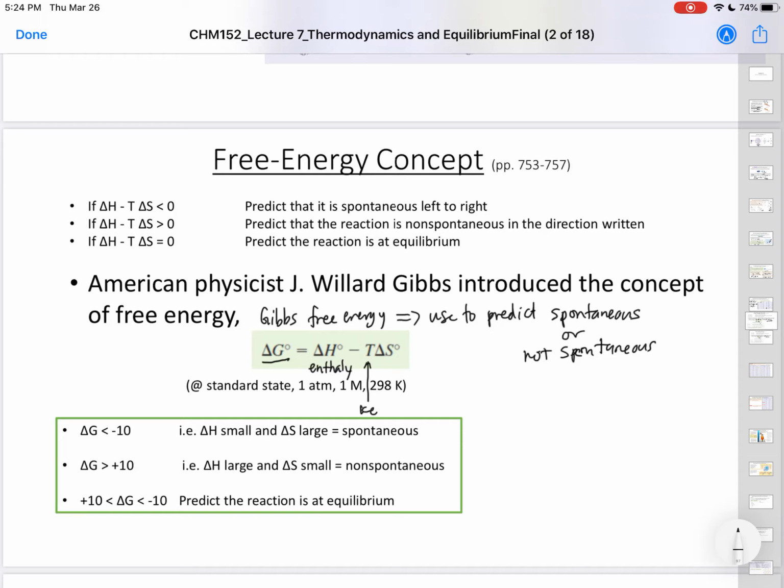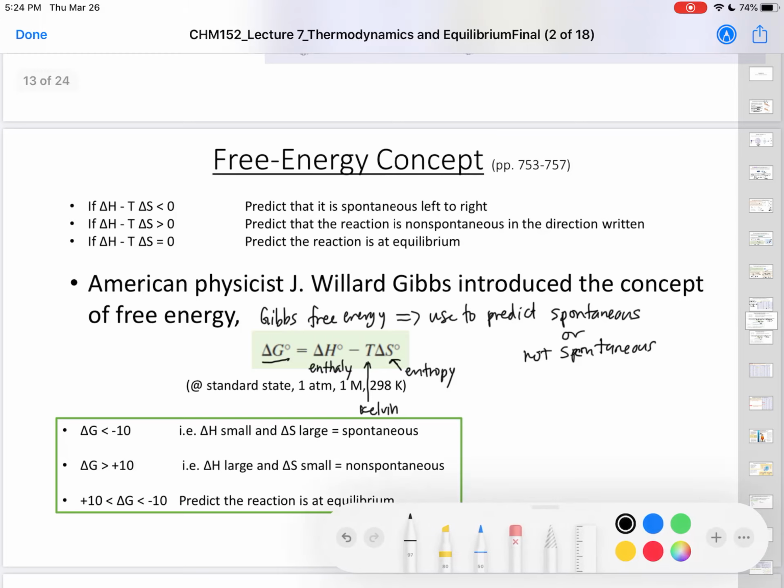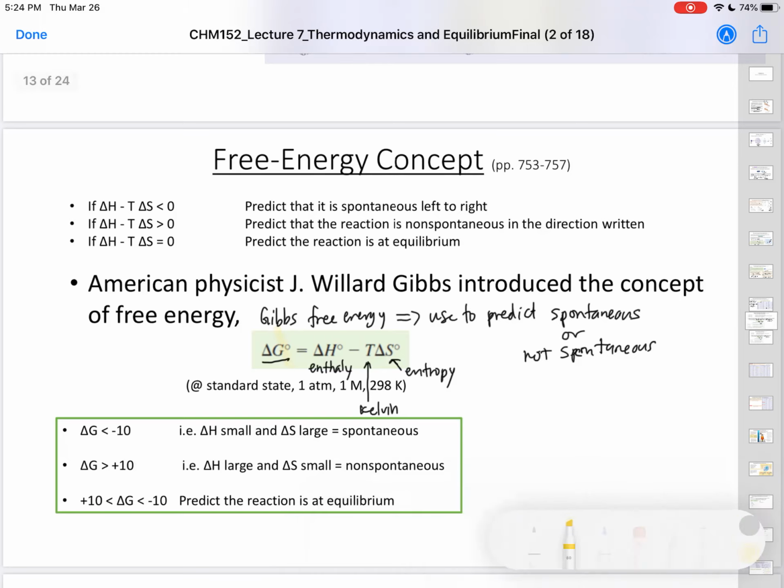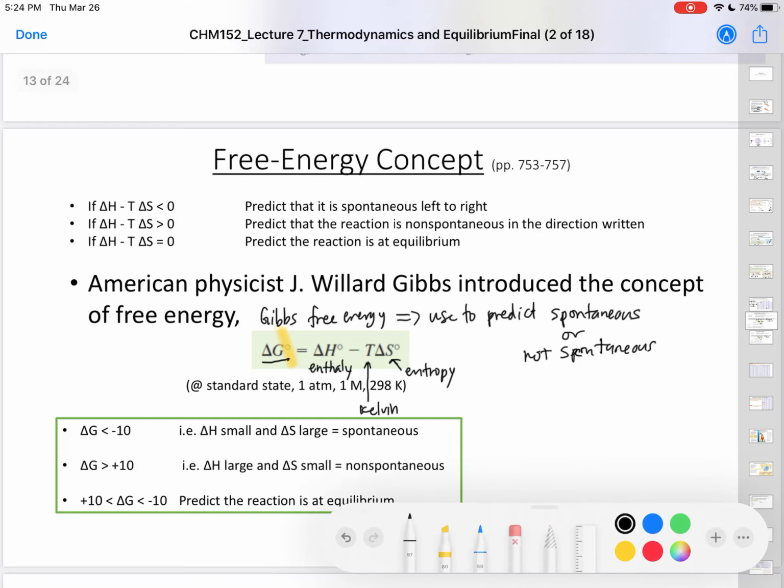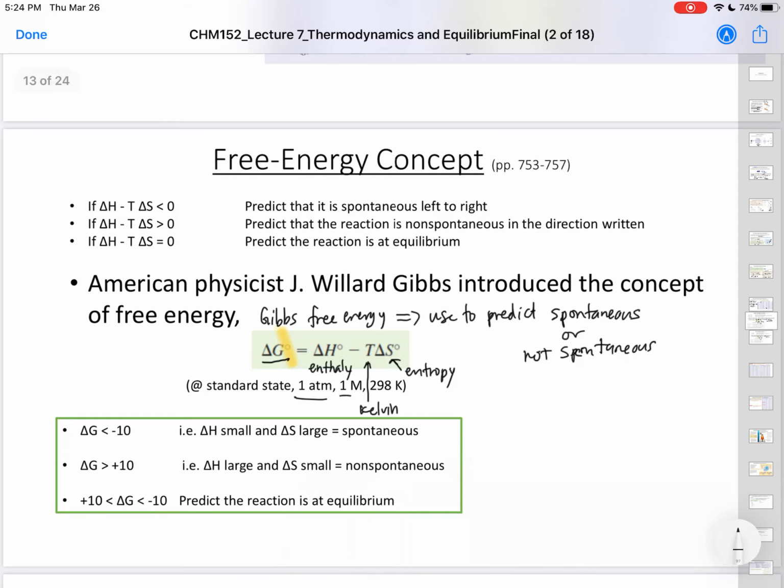So basically, Gibbs free energy, and just to review, this is enthalpy. This is temperature in Kelvin. And this is entropy. Okay. And of course, we are at standard state. Remember, standard state is always indicated with these little degree symbols. So the standard state, we're saying 1 atm, 1 molar, 298 Kelvin.